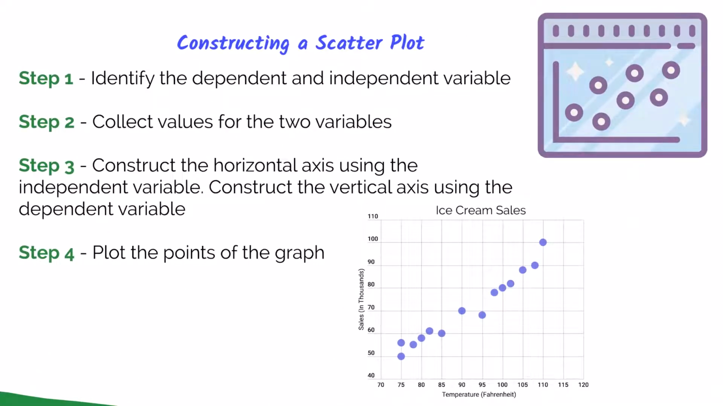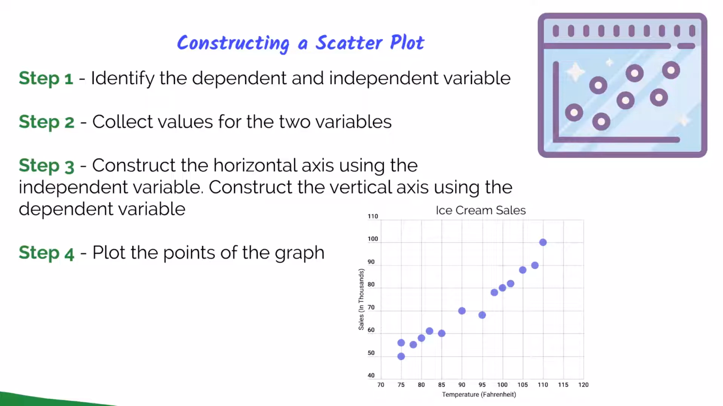Now to construct our scatter plot, we want to identify our two variables of interest. Recall that they must be quantitative or numeric. In step 2, we want to make sure we understand which one is our dependent variable, which is going to go on our y-axis, and which one is our independent variable, which is going to go on our x-axis.